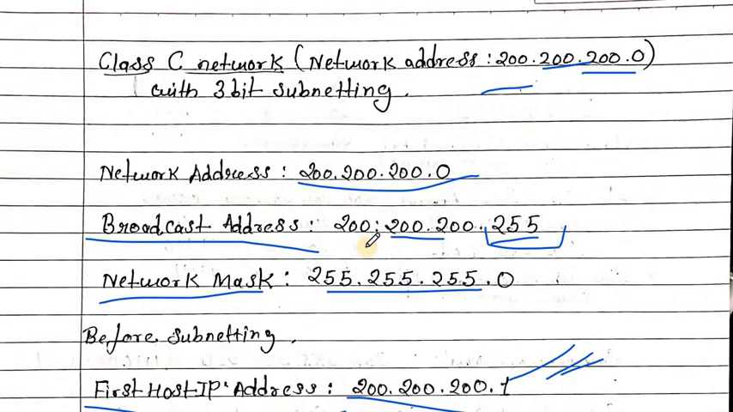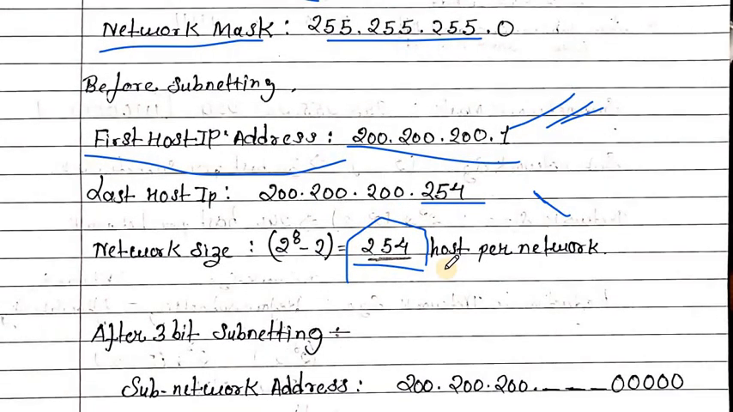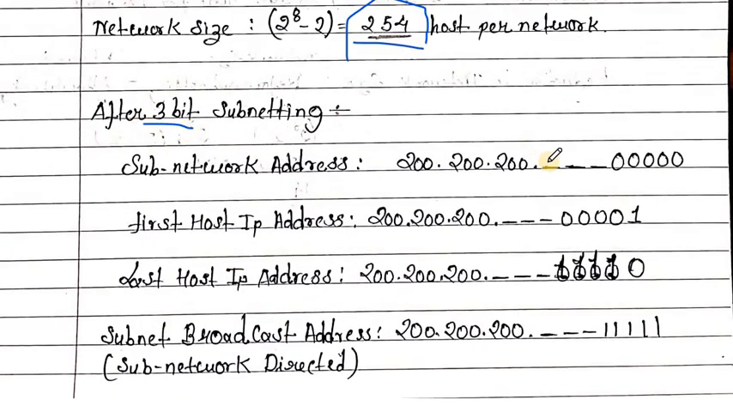In a class C network there are 254 hosts per network. After 3-bit subnetting, there are 8 bits for host ID, and out of these 8 bits we reserve 3 bits for subnetting. So after 3-bit subnetting, there are 5 bits for host ID, which means the number of hosts reduces, because we use 3 bits for creating a subnet.